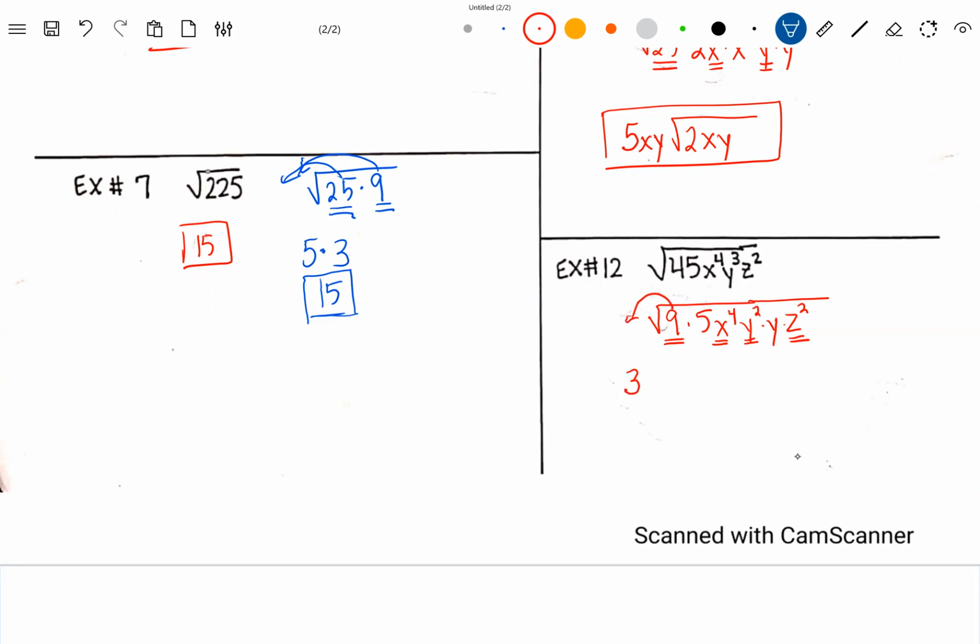Square root of 9 is 3. The square root of x to the 4th, half of 4 is 2, so that's x squared. The square root of y squared is y. Square root of z squared is z. Anything that I didn't square root stays underneath the radical. So the 5 stays under and the y stays under. I need to make that radical that big.